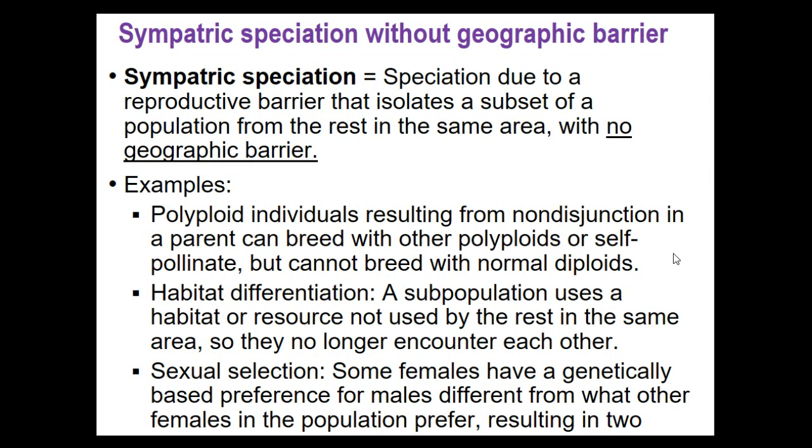What if some female deer decide, I only like males that have only one antler? There might be a few males out there who have some genetic mutation, so they only have one antler. So certain females will only breed with those. They don't like two antlers. So anything that causes them to only breed with certain ones and not the others is essentially a new species, according to the biological species concept.